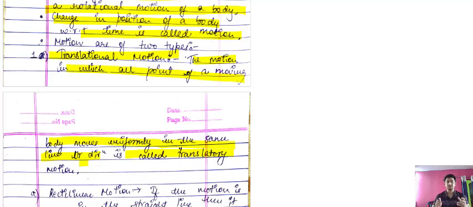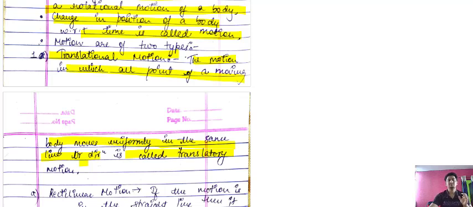Translatory motion is the motion in which all points of a moving body move uniformly in the same line or direction. Suppose this car is moving in this direction. All the points from where the car has gone have created a path. The path created by the moving object is a uniform path, either in a line or in a specific direction. That type of motion is known as translatory motion.